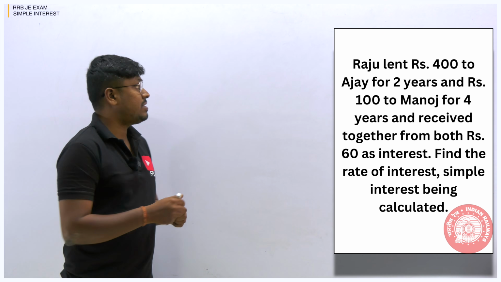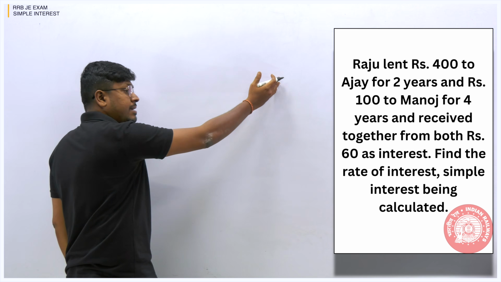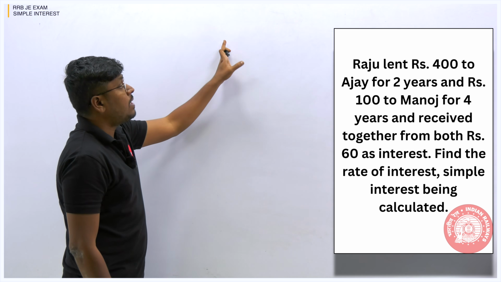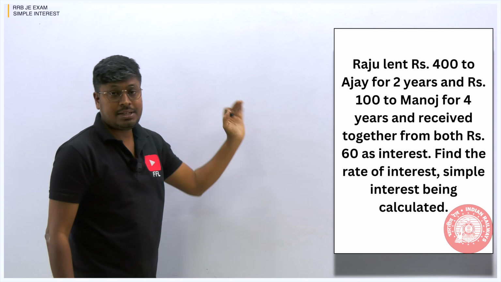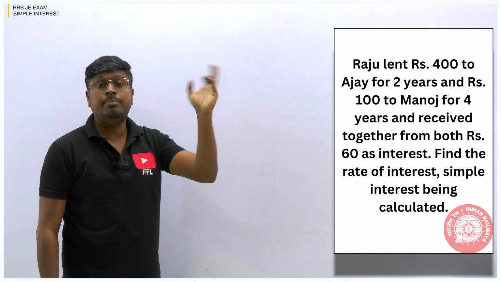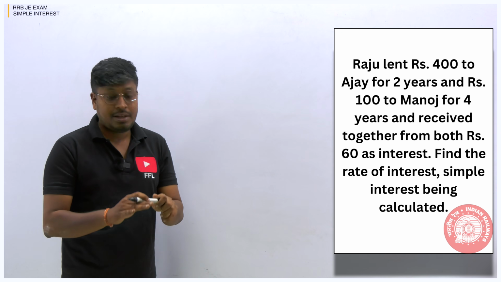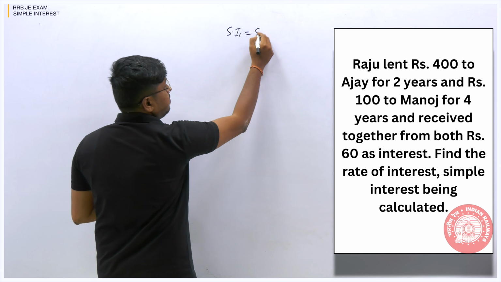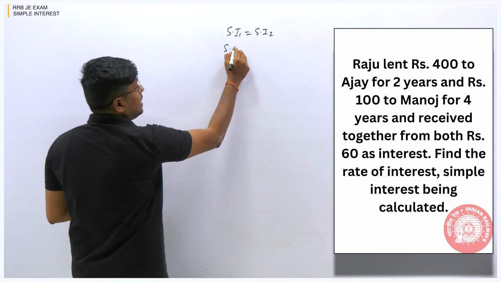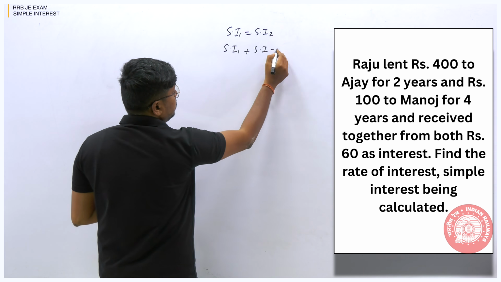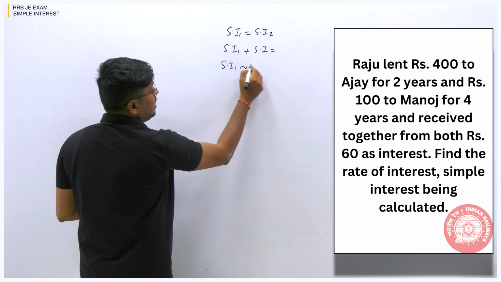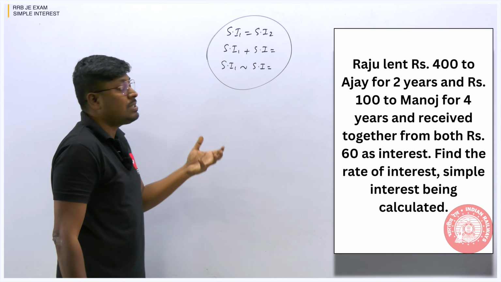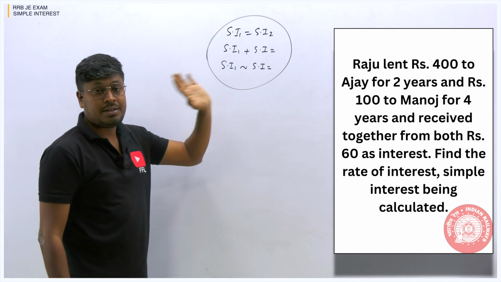I think while teaching simple interest itself, I have solved these kinds of questions more, because you should understand when you need to equate both the simple interests and when you need to add them. That is most important here, because in some questions we will write simple interest 1 equals simple interest 2, in some we will write simple interest 1 plus simple interest 2, and in some we will write the difference of simple interest 1 and simple interest 2. So you have to understand in which concept we need to write in which way. That is the most important.